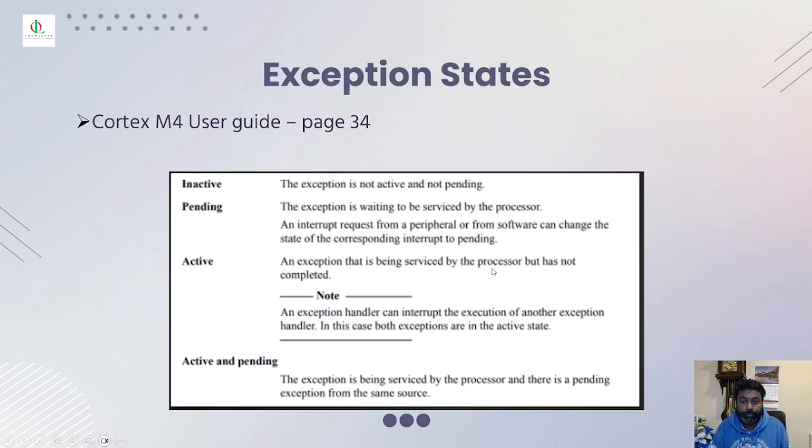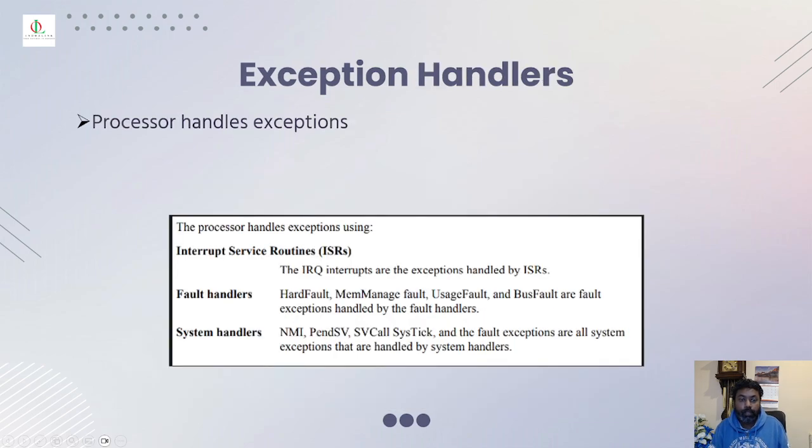Let's go back to our learning. Next one is the exception handlers. What is an exception handler? When you get an exception, the program halts the current thread mode and immediately goes to the handler mode, where it handles all the exceptions. That's what an exception handler is. Being linked with the interrupt, it forms a routine, which the processor manufacturer calls an interrupt service routine. The IRQ interrupts are the exceptions handled by the ISRs, interrupt service routines.